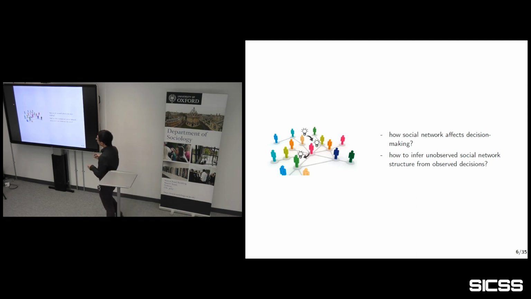Second, in many cases, we don't observe a social network. We just observe the decisions that are taken by people. So it will be very interesting to see if we can solve the reverse problem. We observe the actions, and then we try to infer the connections between them so that we can understand the communities, etc. So I will first talk about the first question.